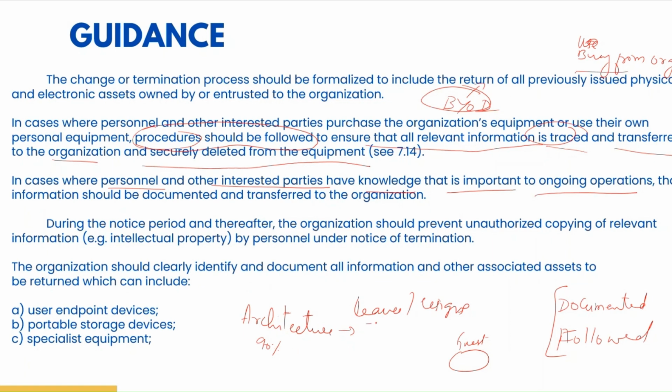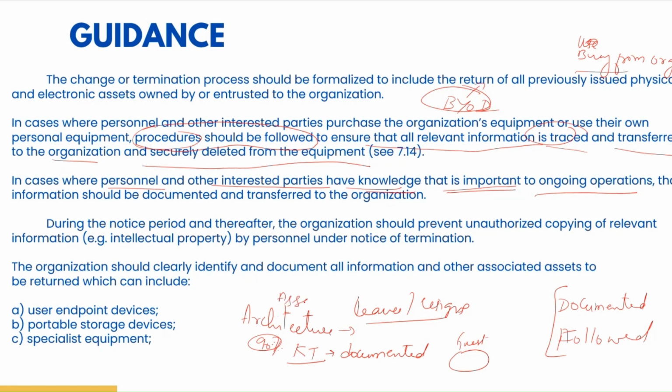But halfway through he decides to leave, then you have to make sure that this person has given proper knowledge transfer and he has documented everything. His knowledge, that's what it says. See, in cases where a person and other interested parties have knowledge that is important, he knows 90% of things, how it is getting operated. And if halfway through he leaves without even documenting what he knows, then imagine what the condition will be there, right? So even that is an asset.